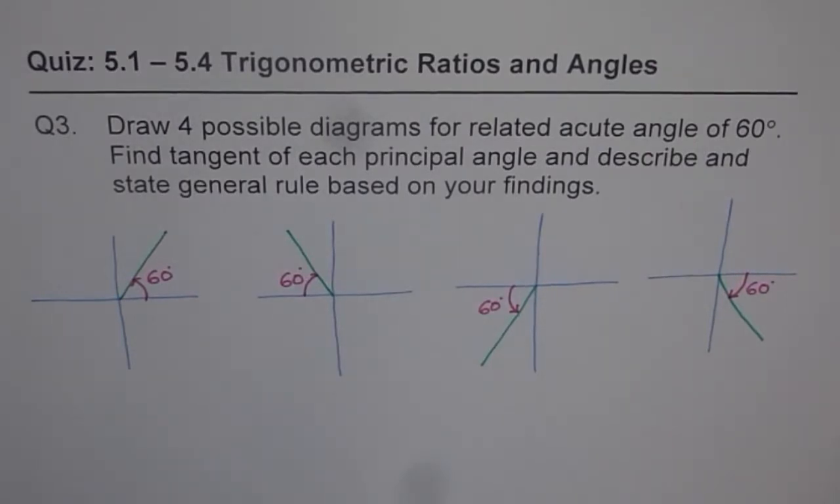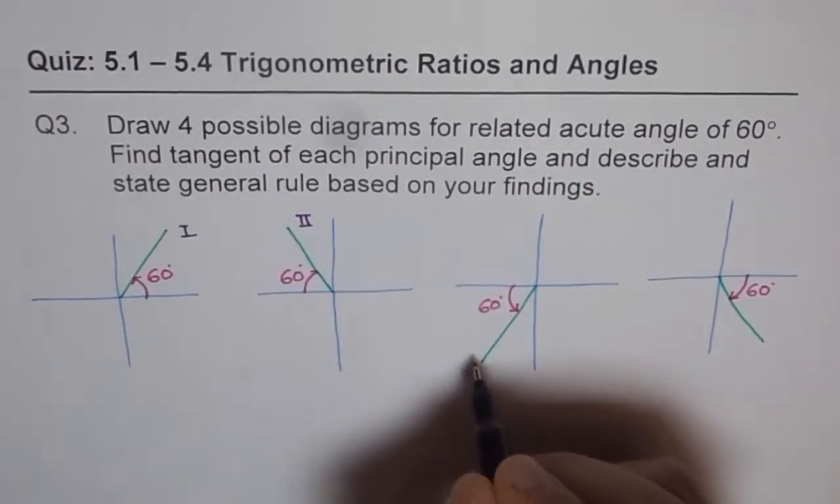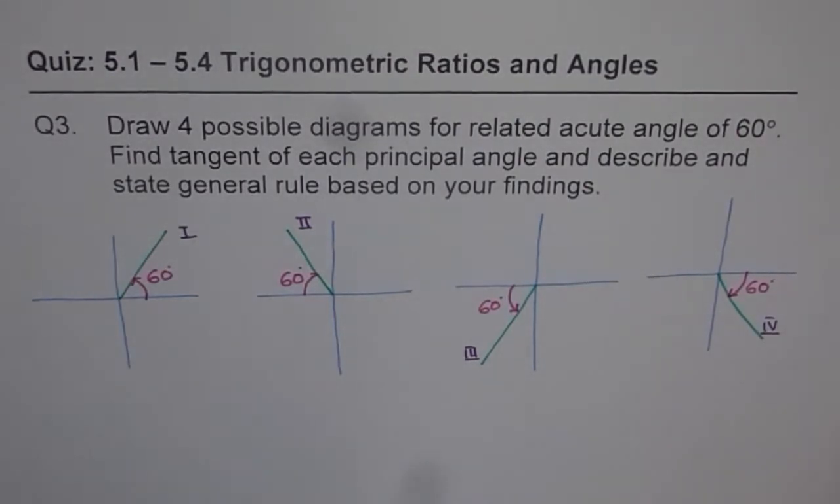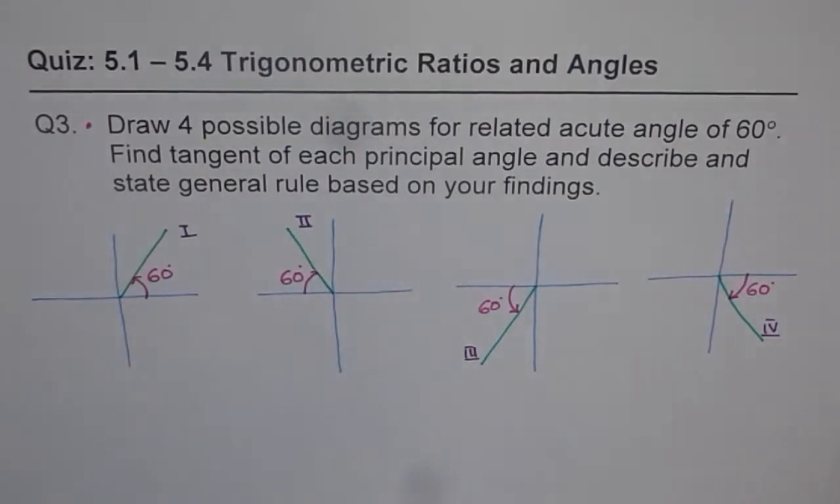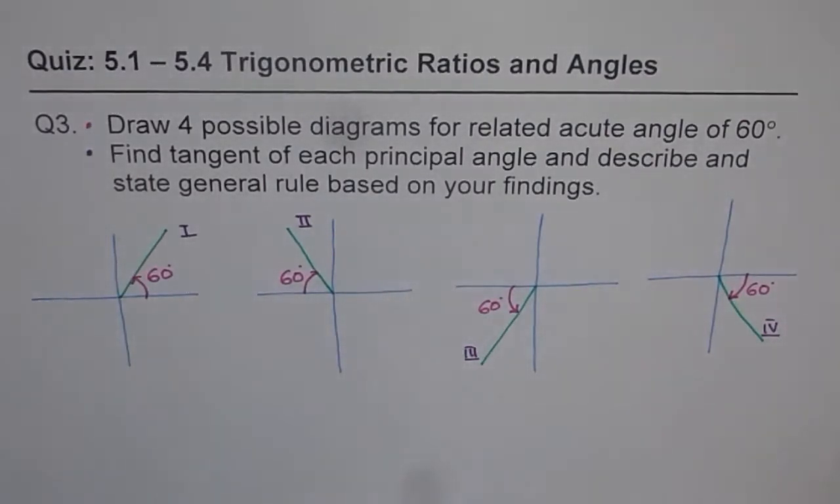Now as you can see here, these 4 positions are in 4 different quadrants. This is quadrant number 1, this is in quadrant number 2, this one is in quadrant number 3, and that one is in quadrant number 4, right? So these are in 4 different quadrants, but the related acute angle for all of them is 60 degrees, right? Now let's move on to the next part of the question. We have already answered the first one, which is drawing 4 of them. Now we'll do the next part, which is find tangent of each principal angle and describe and state general rule based on your findings, right?